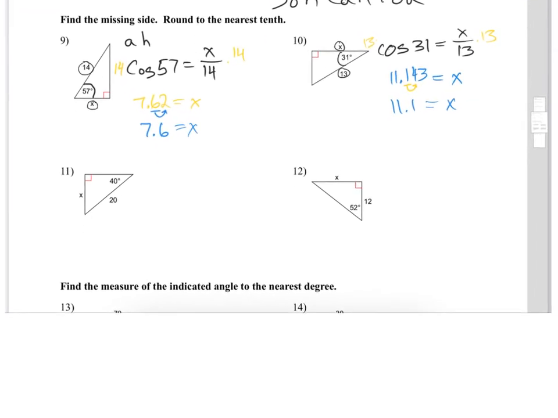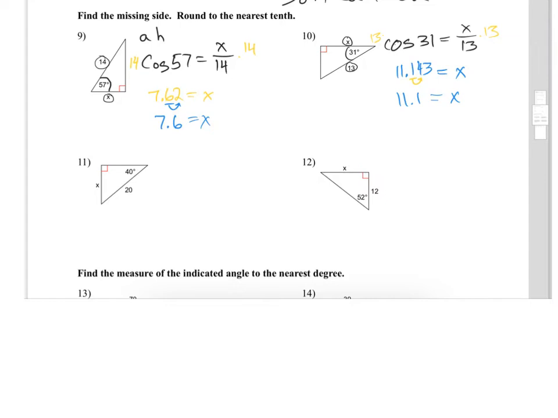Okay, so let's go down to number 11 here. Again, identify the angle, the corner that you're starting with. We have the opposite leg now. That leg is not attached, so that's the opposite leg, and the hypotenuse. So that means we're going to use the sine of 40 degrees is equal to the opposite leg over the hypotenuse. Again, to get x by itself, we multiply by 20 on both sides.